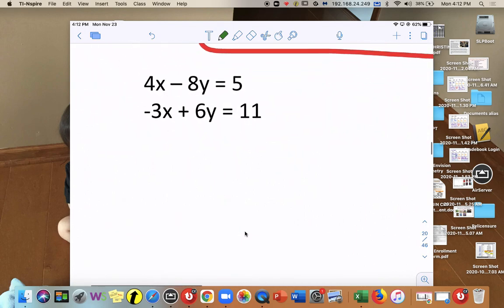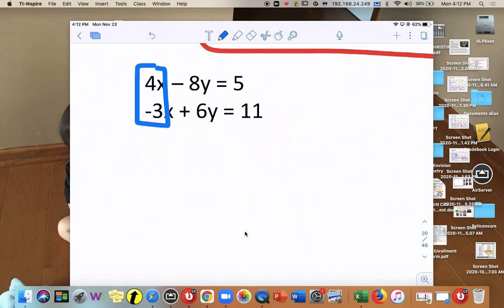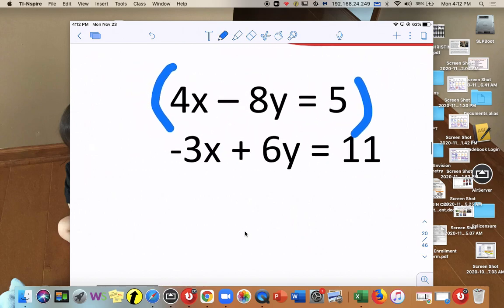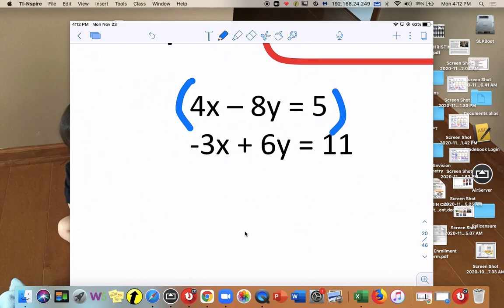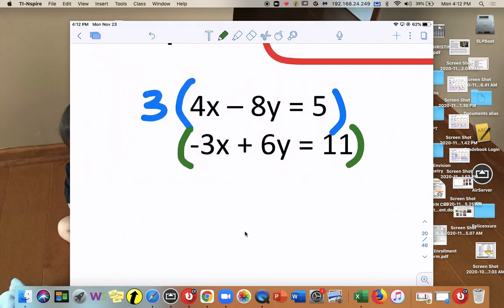And again, let's use elimination. Let's pick one to get rid of. I'm going to get rid of the x's because they're a little bit smaller. What do 4 and 3 both go into? They both go into 12. So I want to turn those both into 12, but one should be positive and one should be negative. So what do I multiply 4x by to make it a 12? That would be 3. What do I multiply negative 3x by to make it a negative 12x? And that would be 4.